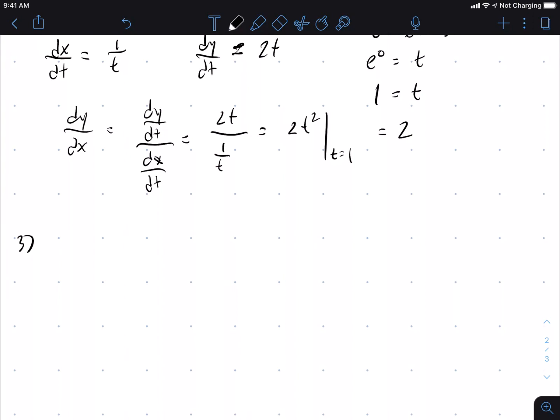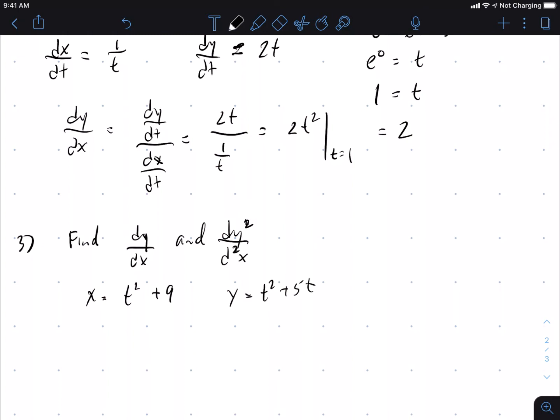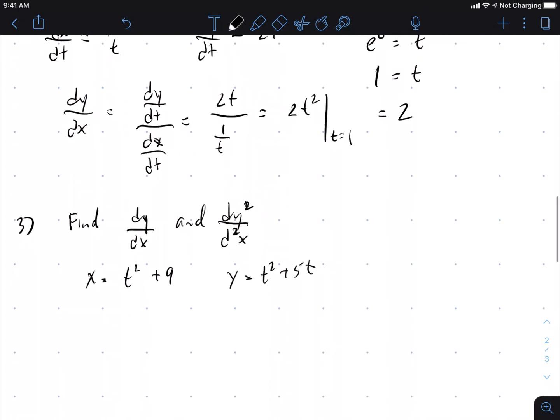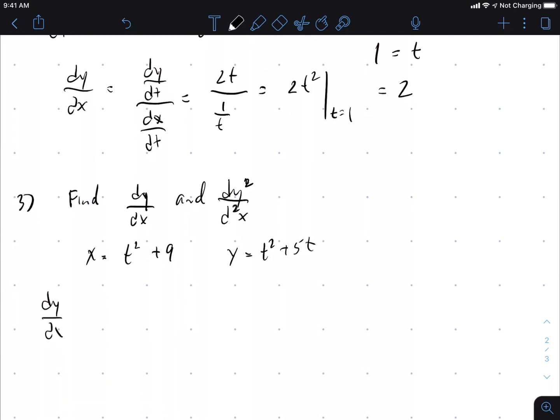All right, so here we go. So I'm going to say find dy dx. Do you know what that second notation is right there? Second derivative, right? I don't know if some of your teachers did or did not cover that, so I'm just trying to leave that so that you would have it. So here's my x in parametric. Here is my y in parametric. So let's find dy dx.